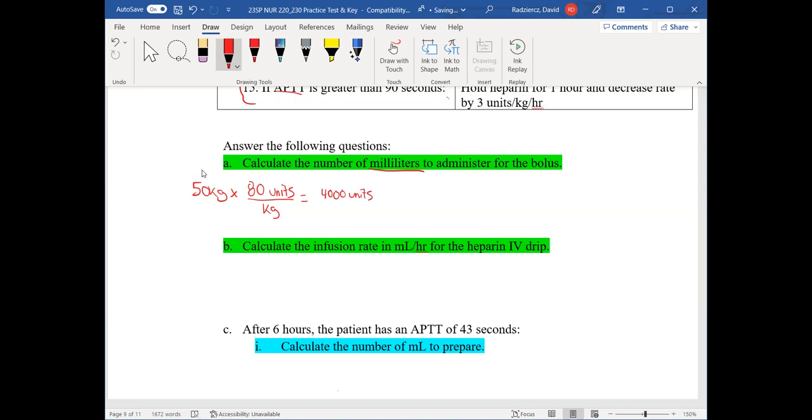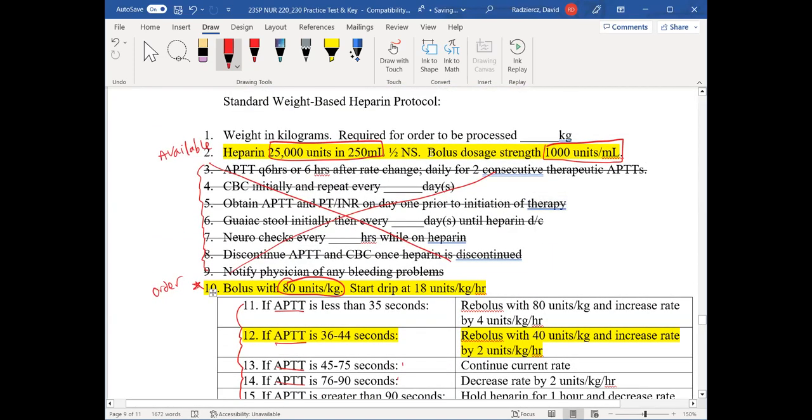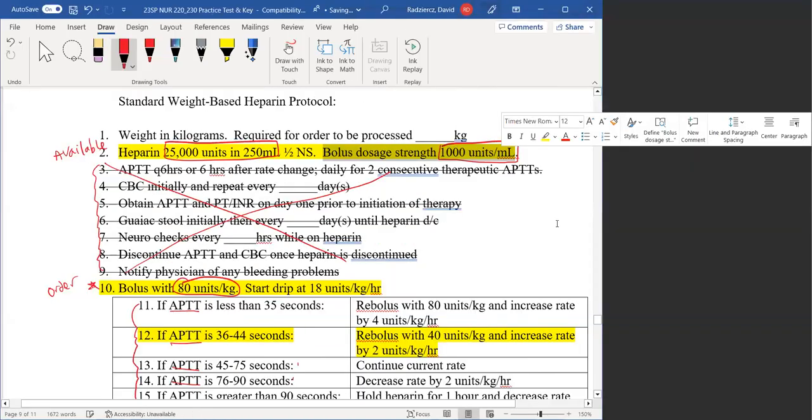Now, if all they wanted was units, we'd be done. Unfortunately, they want more than that. So we're going to take our 4,000 units and we need to convert that to milliliters. Our conversion comes from our available. So we're calculating a bolus. So the bolus dosage strength is the 1,000 units per milliliter.